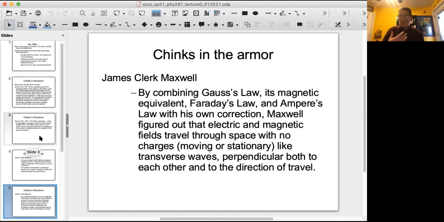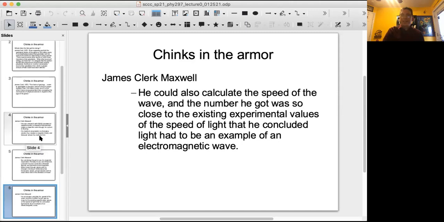solution, or a differential equation for the electric field and for the magnetic field, that suggests that they're both traveling transverse waves, perpendicular to each other and to the direction of travel, and that the velocity of those waves was too close to the speed of light when he did the calculations for any other conclusion to be drawn other than light is an example of an electromagnetic wave.